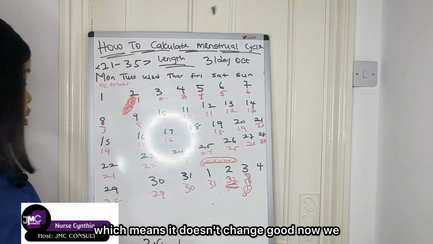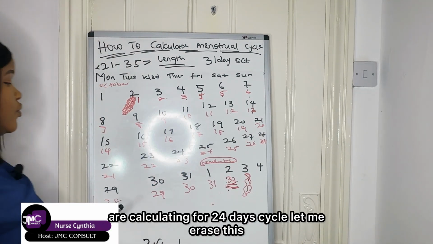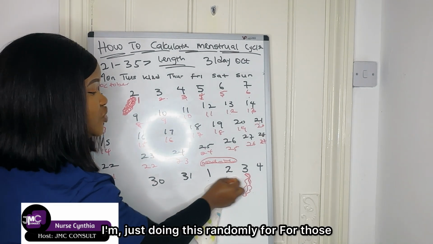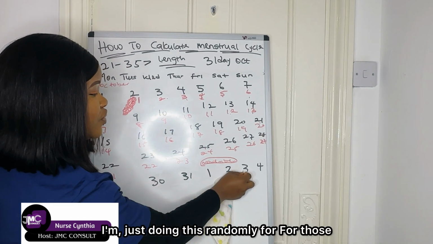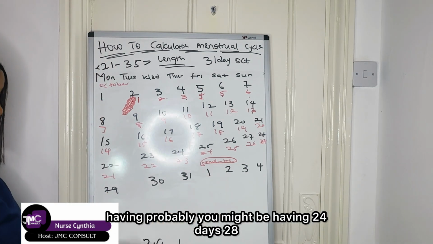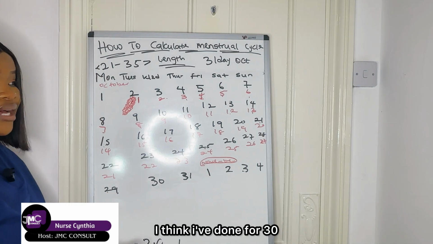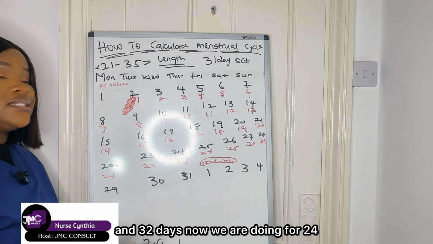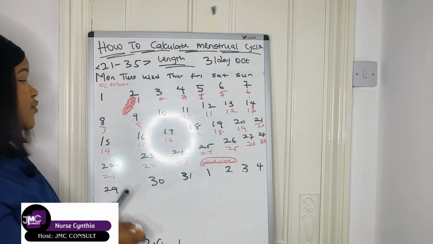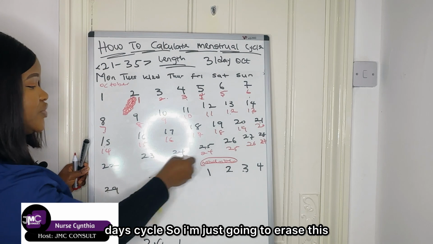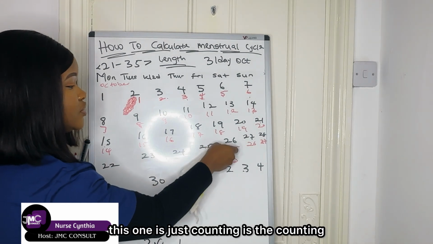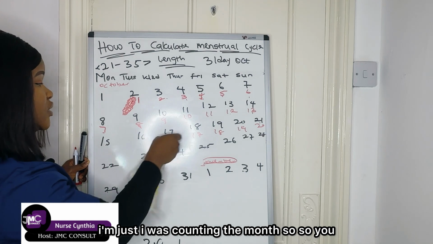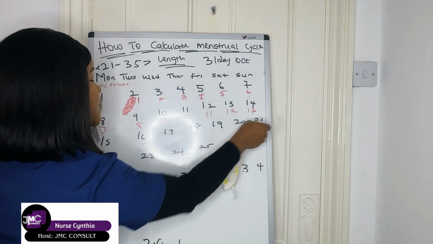Good. Now we are calculating for a 24 days cycle. Let me erase this. I'm just doing it randomly, for those of you who might be having 24 days or 28. I think I've done 28, 30, and 32 days. Now we are doing a 24 days cycle. So I'm just going to erase this. This one was just counting, I was counting the months. So you understand what I'm doing.